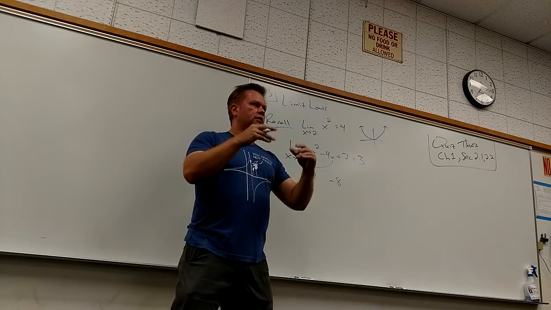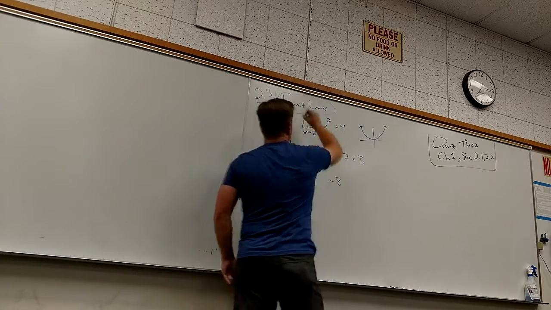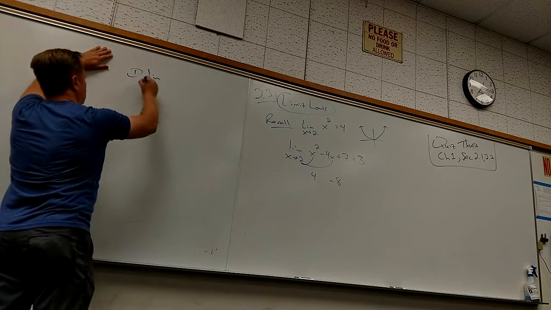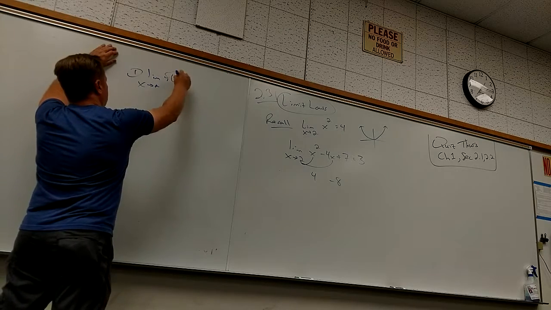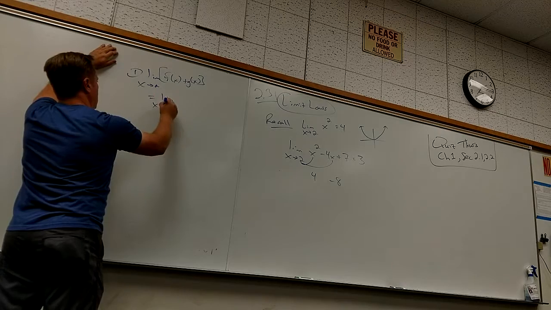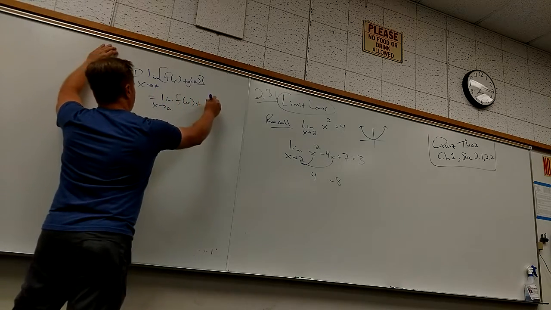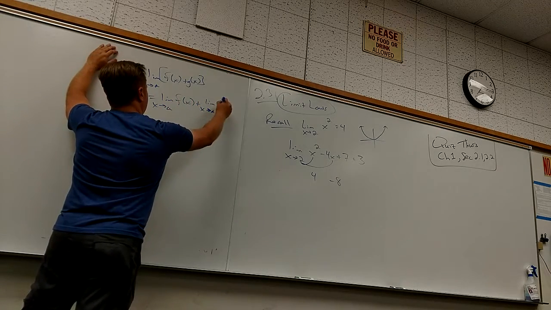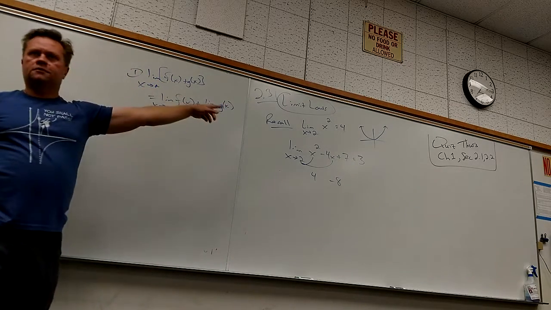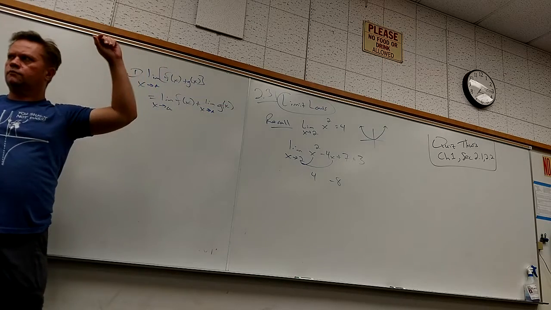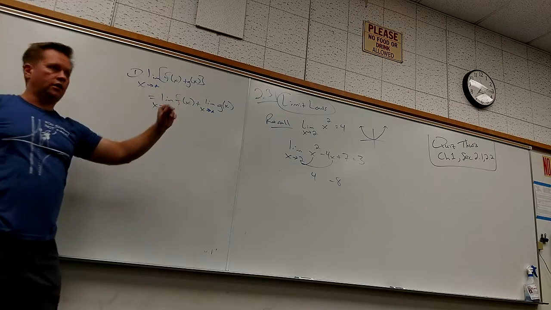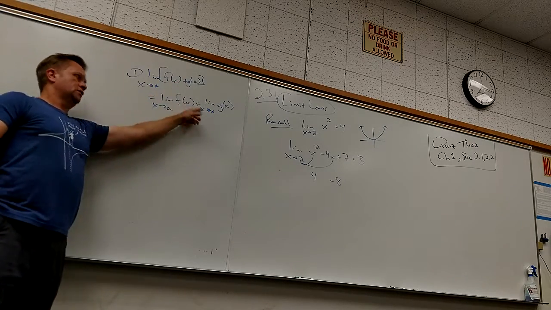It's amazing. All right, so there are these limit laws. One of them says this. The limit as x goes to a of f of x plus g of x equals the limit as x goes to a of f of x plus the limit as x goes to a of g of x. Oh my gosh. So the limit of the sum is the sum of the limits. Cool? Okay. And the limit of the difference is the difference of the limits.